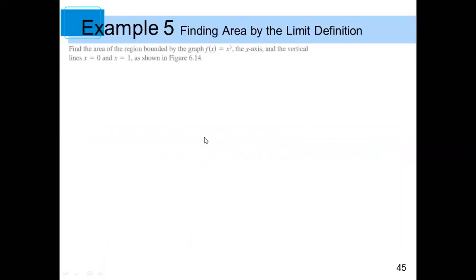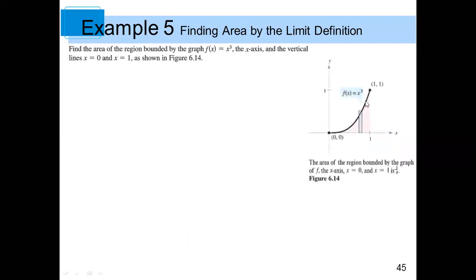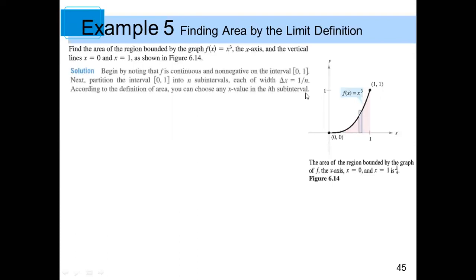All right, so let's find the area by the limit definition of x cubed, the x-axis, and the vertical lines x equals 0 and 1. So here's the graph of x cubed. We go from 0 to 1, and we want this pink region. We just drew a representative rectangle in there. So begin by noting that f is continuous and non-negative on the interval 0 to 1. Next, partition the interval into n subintervals. So (b minus a) over n would be (1 minus 0) over n, which is 1 over n. So our delta x is 1 over n.